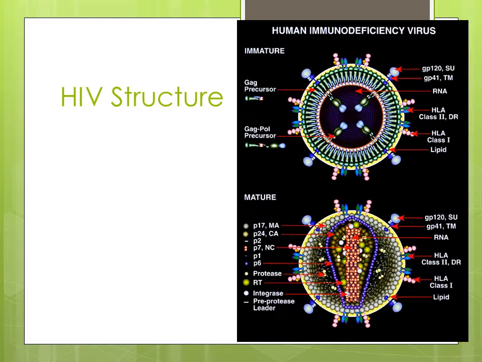By electron microscopy, the plasma membrane of an infected CD4 cell exhibits budding virus particles, approximately 90 to 100 nanometers in diameter. Like other viruses, HIV does not have a cell wall or a nucleus.